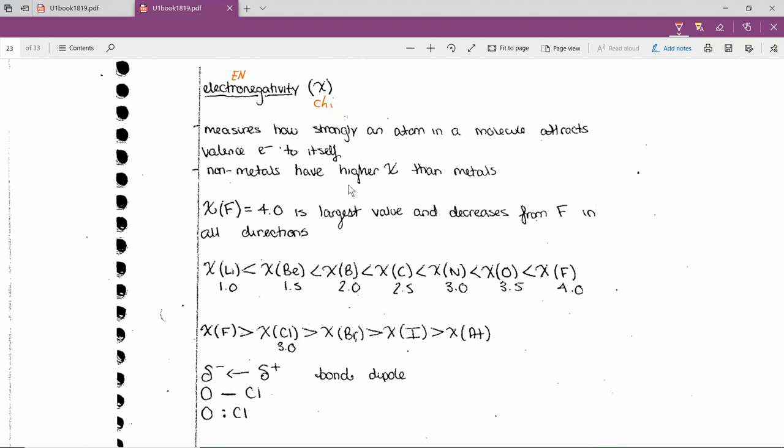Of all the atoms, fluorine is the most electronegative. The chi value for fluorine is 4.0, according to the Pauling electronegativity scale, and the electronegativity decreases from fluorine in all directions. Way back when, around 1987, our research group created this electronegativity scale.